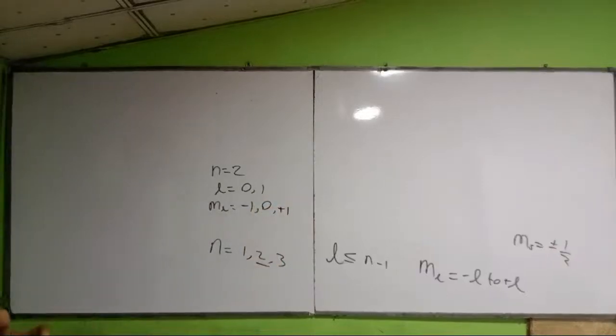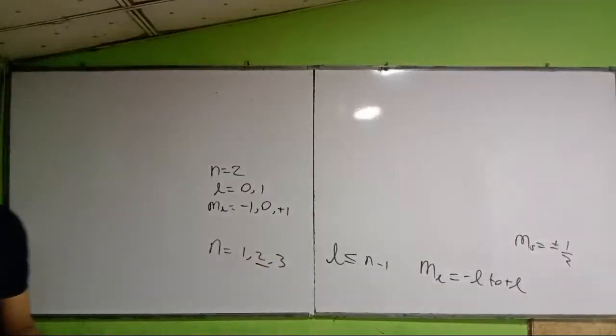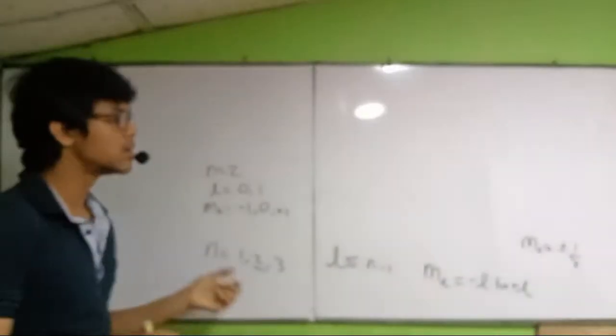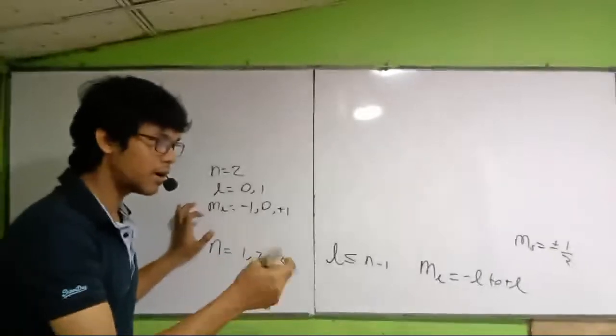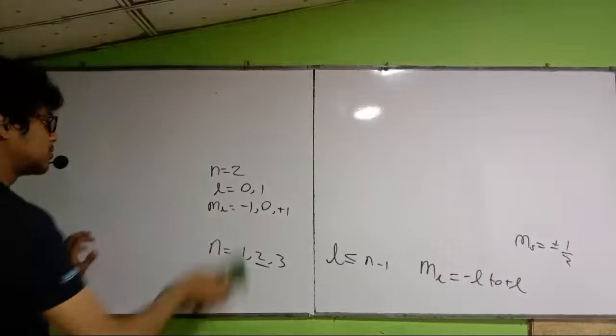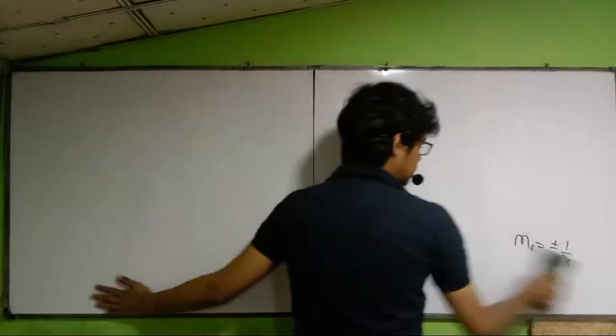Likewise, you have to do it. M sub L means you are considering one orbital, right? In one orbital, you can have two spins, clockwise spin and anti-clockwise spin. So M sub S can be plus half or minus half. Right, let's do that question now.